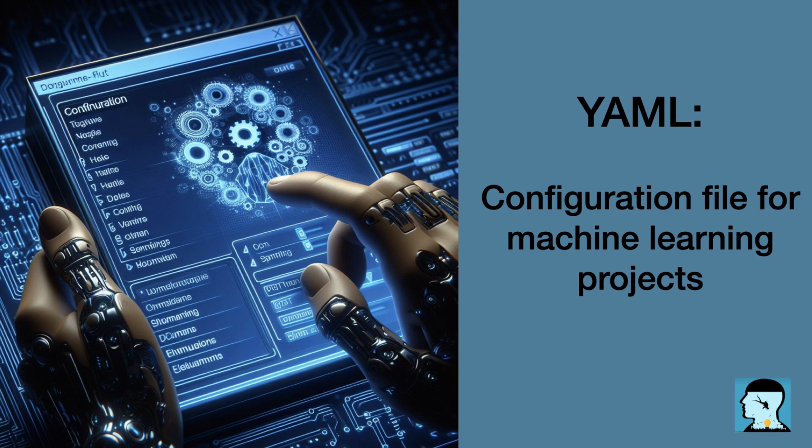With a configuration file, you can store all of the hyperparameters in one place. This makes it easy to experiment with different settings without having to modify the code. For example, you could have a configuration file that looks like this. Learning rate 0.01, epochs 100, batch size 32. To change the learning rate, you would simply edit the configuration file and change the value of the learning rate key. You wouldn't have to touch the code at all. This makes it much easier to experiment with different hyperparameters and find the best settings for your model.